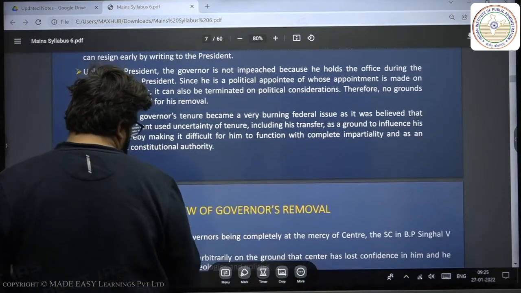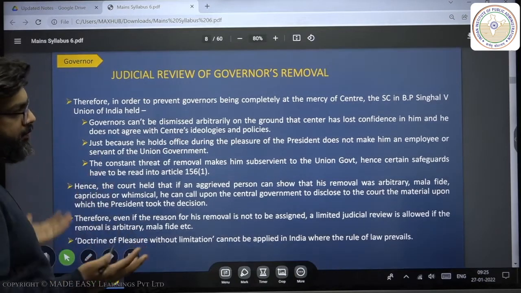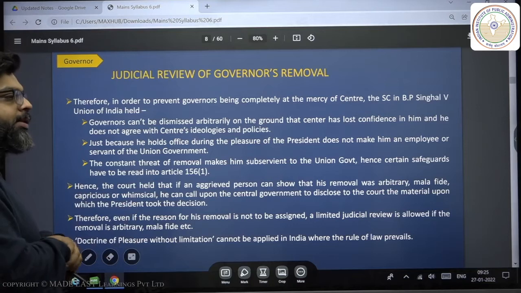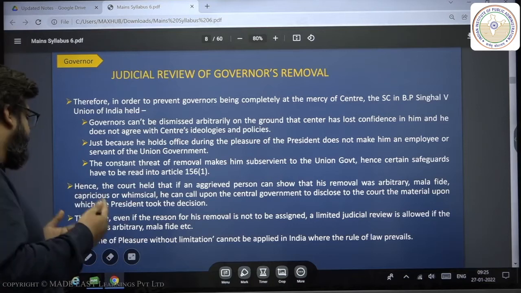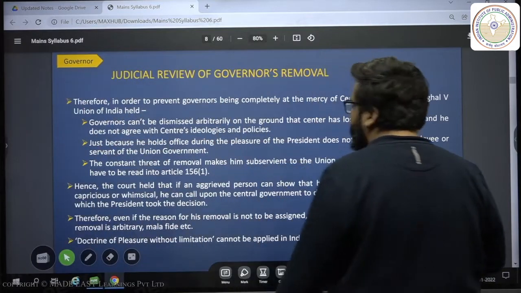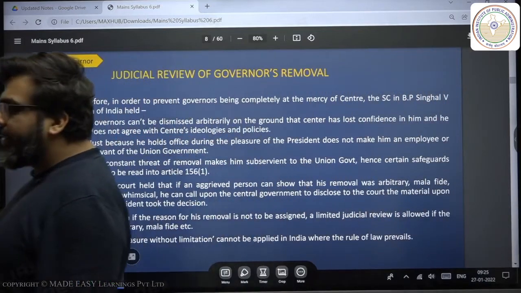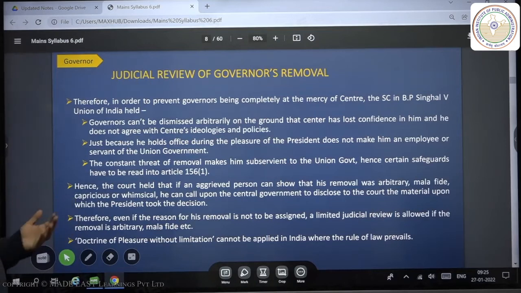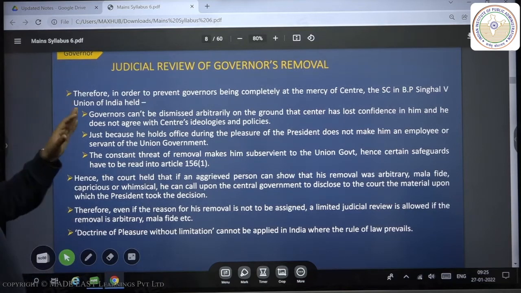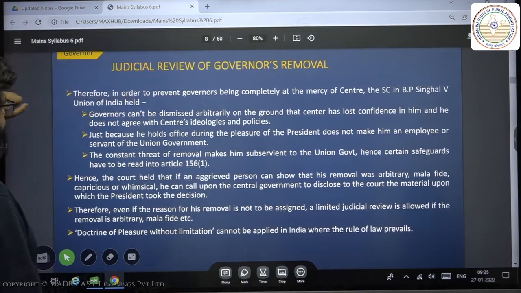Now, what if the governor has done something and has to be removed? And if the removal is questionable, it's flawed, then in 2010 we had the BP Singhal judgment. The facts of the case are not really that important, and I don't want to confuse you with so many facts or so many cases. All that I want to tell you are some Supreme Court guidelines on the review of a governor's removal.